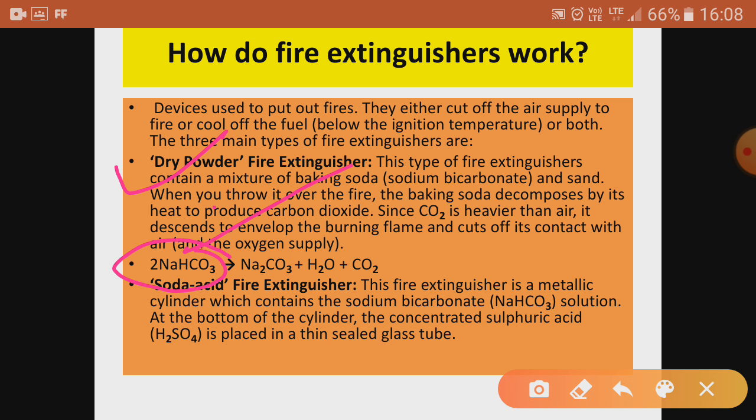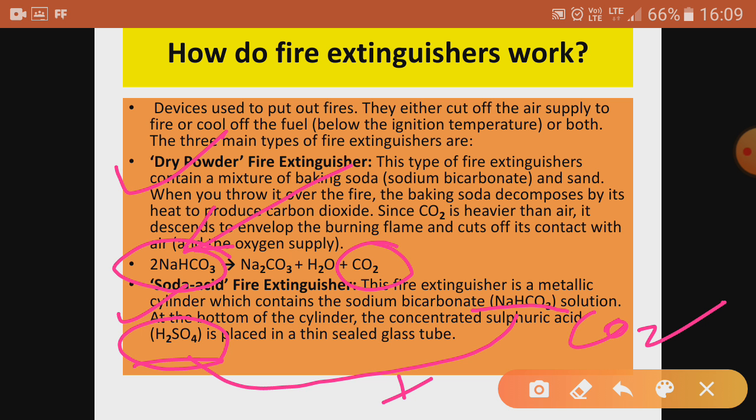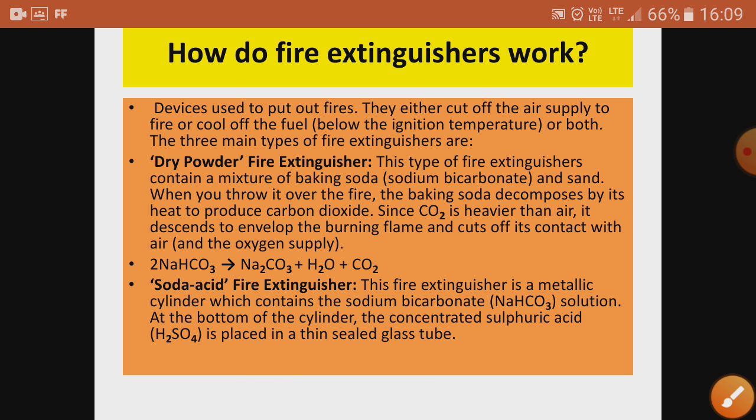As soon as it comes in contact with the fire, it decomposes and gives off CO2, and CO2 extinguishes the fire. In case of a soda acid fire extinguisher, we have two things: sodium bicarbonate and sulfuric acid. As soon as we push the plunger, the H2SO4, which is present in a glass tube, breaks off and gets the chance to combine with sodium bicarbonate. What is the outcome of this combination? Carbon dioxide is formed, and carbon dioxide helps in extinguishing or putting out the fire.